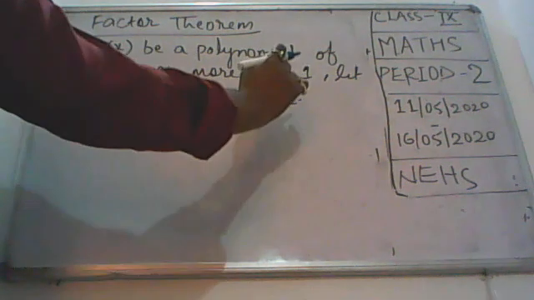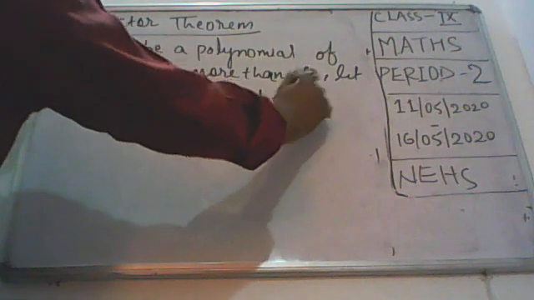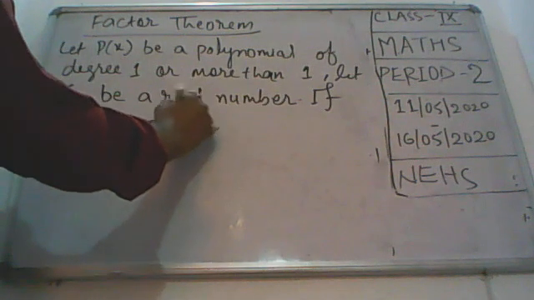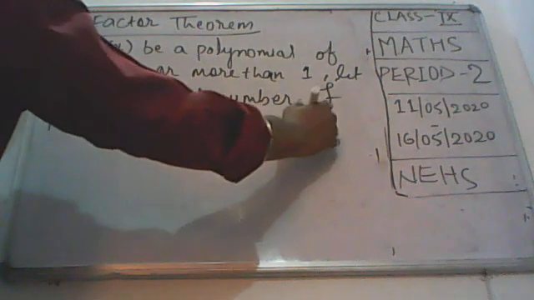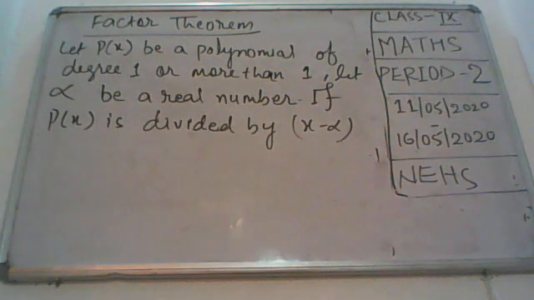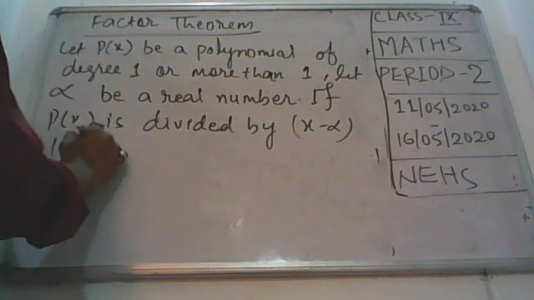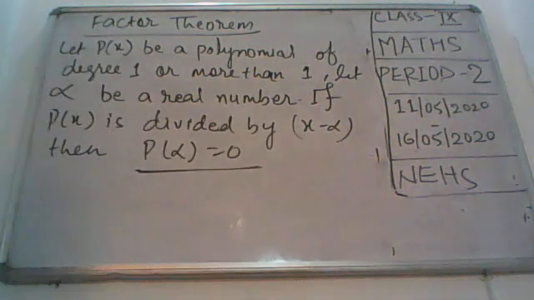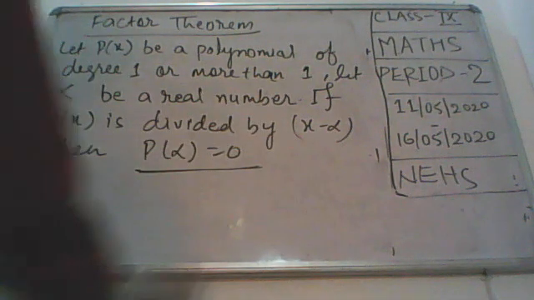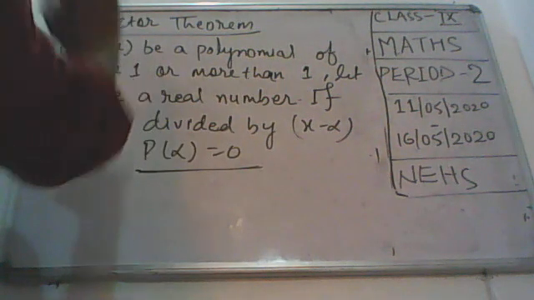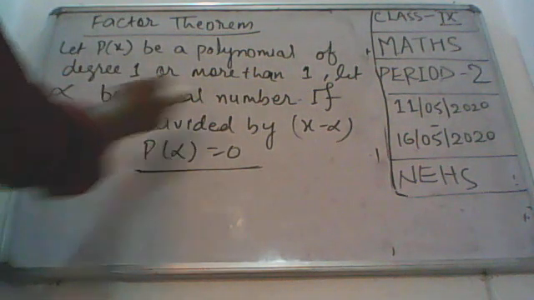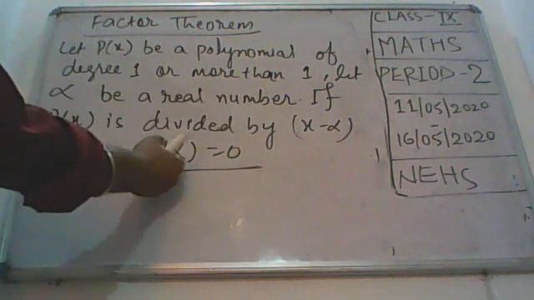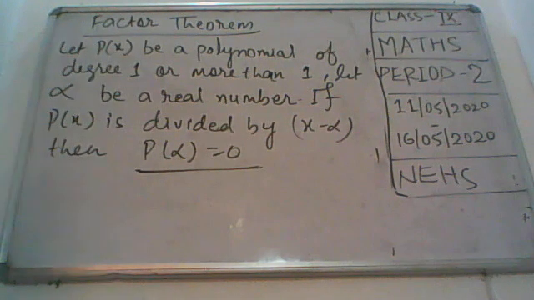And that is, if polynomial p(x) is divided by x minus alpha, then p(alpha) is equal to 0. This is called the factor theorem. In the remainder theorem it was coming r, here it is coming 0. That means there is no remainder, so obviously this is a factor. If a remainder comes, why would this remain a factor? It would be something else. That's why the remainder is 0 here. Now we're going to prove this.